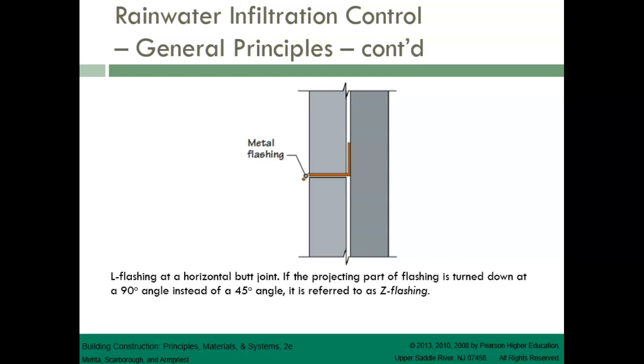L or Z flashing consists of an impervious membrane that provides a barrier to water and directs it to the exterior surface. Various types of sheet materials, galvanized steel, stainless steel, copper, lead, and polyvinyl chloride, PVC, are used as flashing materials.